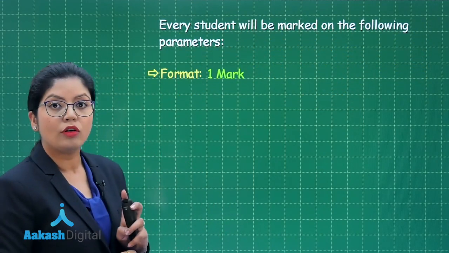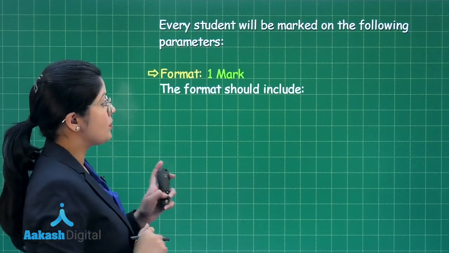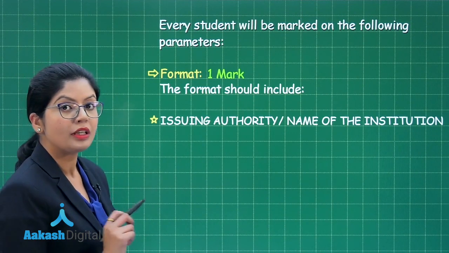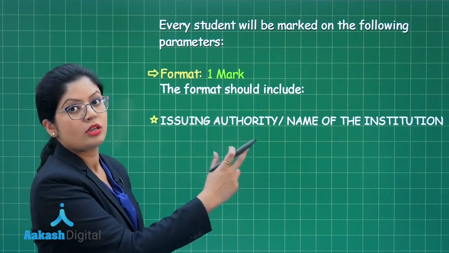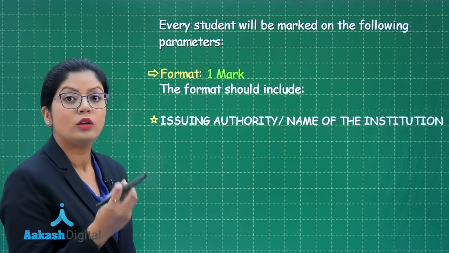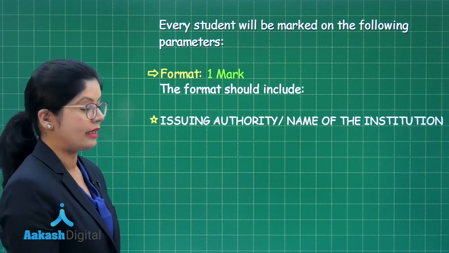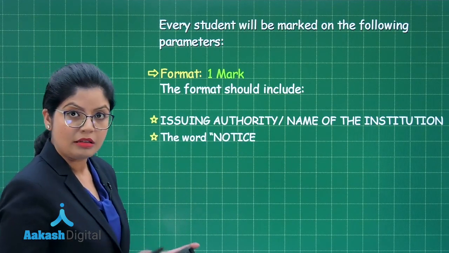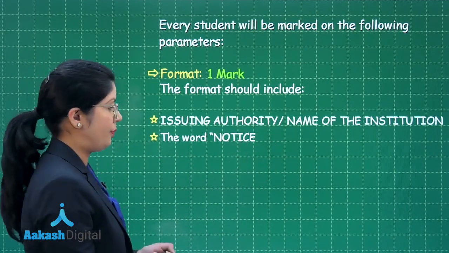The format of the question comprises 1 mark. What all comes in the format? First, issuing authority, name of institution. If you begin writing notice without keeping this in mind, you will lose a mark from this section of the marking scheme. Second, the word notice always has to be written at the beginning, coming after the issuing authority.